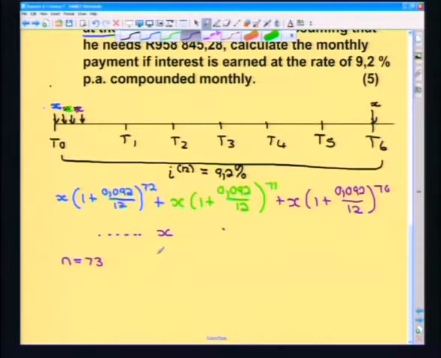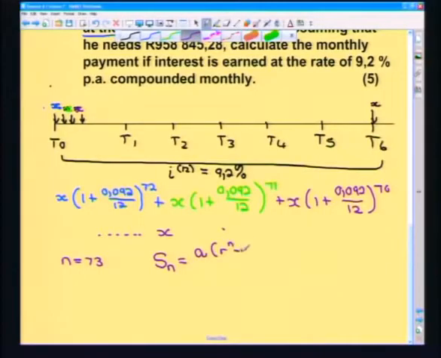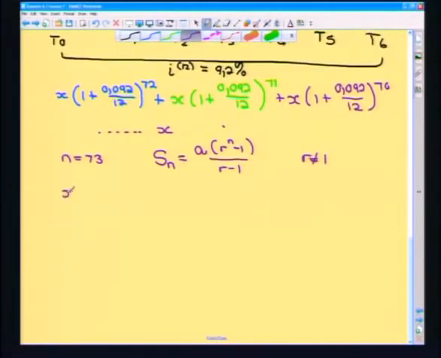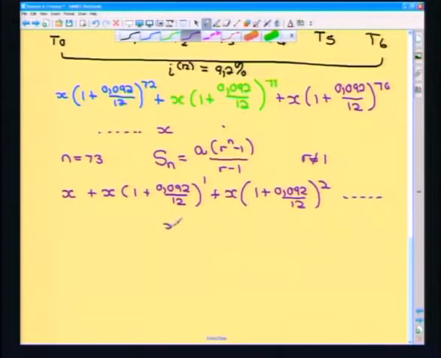Right, so now we're going to remember back to what we were doing earlier on in sequences and series. We learned that a geometric sequence can be calculated by using the formula a(r^n minus 1) over r minus 1, where r is not equal to 1. Now, if we're treating this as a sequence, it would be a good idea to change it around. So in other words, start with X, then make your next term X(1 plus 0.092 over 12) to the power 1, and then the next one is X(1 plus 0.092 divided by 12) to the power 2, and we would keep on going till we got to the last one.